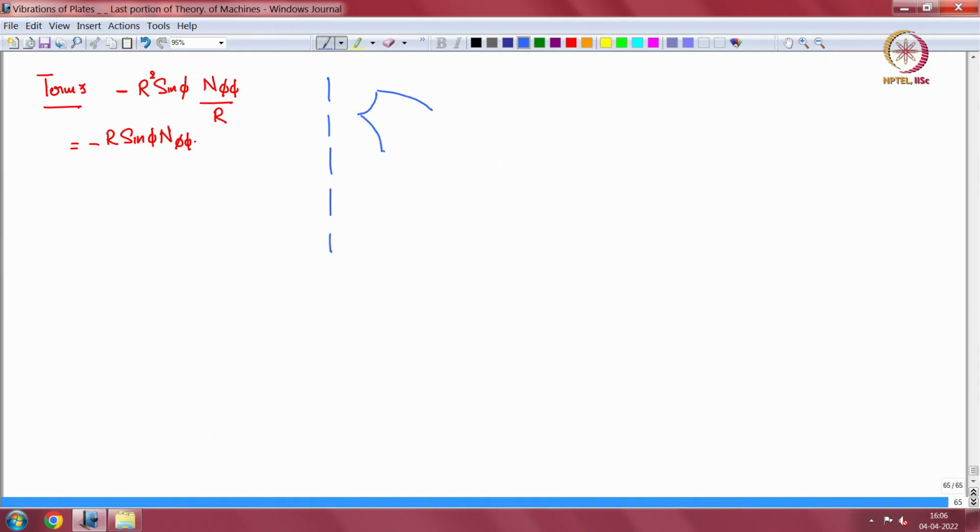This is my element. Phi, d phi, and n phi. N phi is in the negative direction here, and here it's in the positive direction. So n phi plus del n phi by del phi d phi.